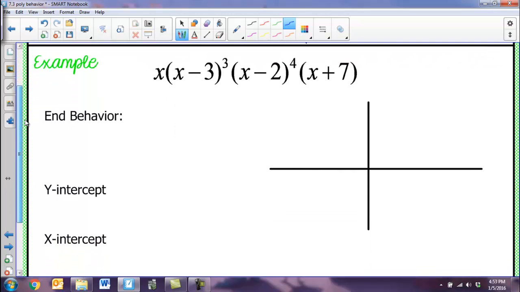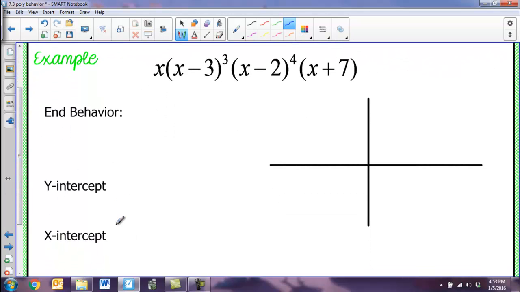So one we used when we found the zeros. And we want to take this and we're just going to sketch a graph. It's not going to be pretty. Okay, it's going to be an idea of what the graph would look like. So we're going to start with step 1, to find out what the end behavior is going to do.